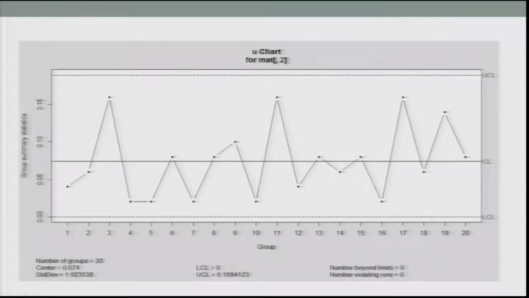The group summary statistics are given along the y axis, and the groups, that is the sample numbers, along the x axis. You have the upper control limit and the lower control limit. The upper control limit is 0.1894123; keeping it to 3 decimal places is more than enough to solve the problem. The lower control limit value is 0, and the central line is 0.074. Based on that, you find out whether there are any aberrations in the set of observations or whether they are out of control. For this diagram, we see they are not out of control.